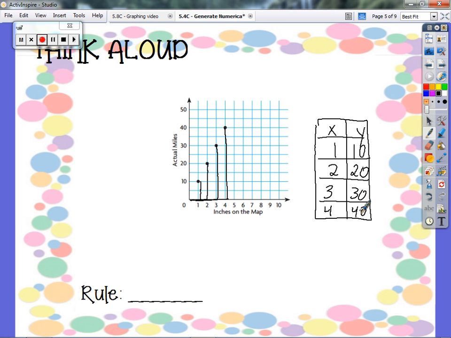So now that we have our points on there, our coordinates, we've got to figure out what's the relationship between x and y. So we need to find out how we got y. So we start out with x. Well, we can say maybe they added, so let's try addition. 1 plus 9. 1 plus 9 gives me 10, right?